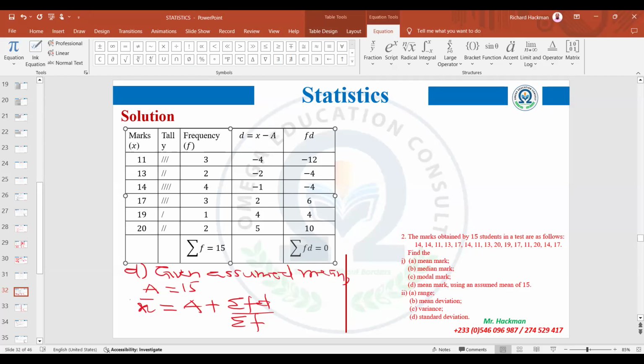Obviously, if you are smart, it should be 0, because we found the mean, and the mean gave us 15. So it means the assumed mean is coinciding with the true mean. Anytime you have this situation, when your assumed mean coincides with the true mean, the sum of FD should always be 0. When your assumed mean is less than the true mean, the sum should be a positive result. When your assumed mean is more than the true mean, the sum should be a negative result. Should I come again, or is my point well made?